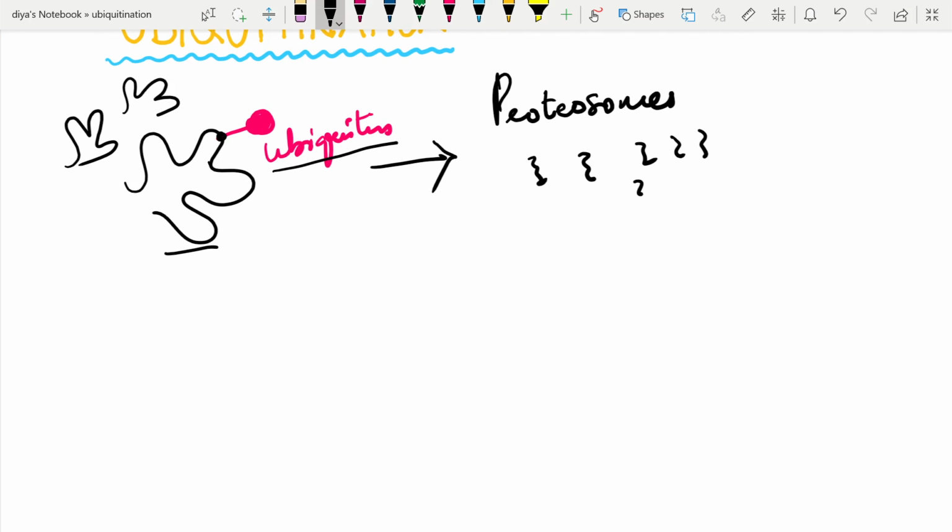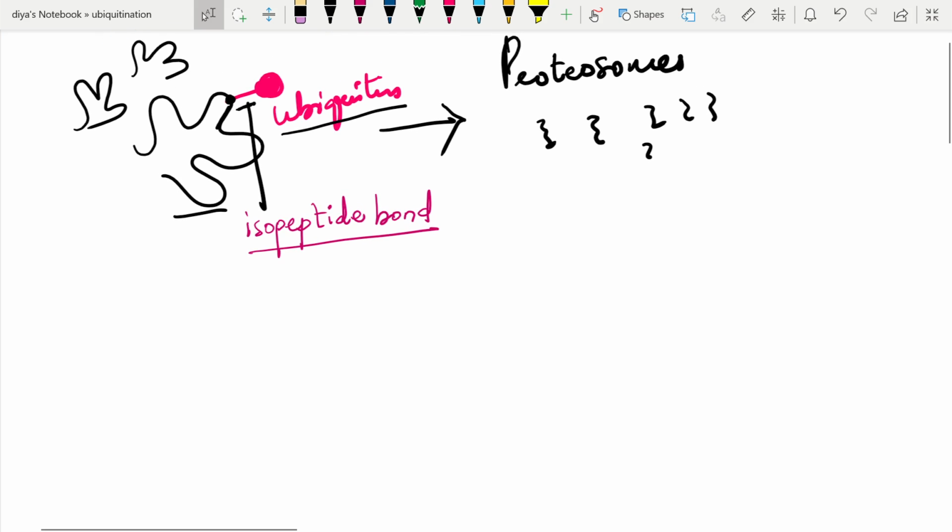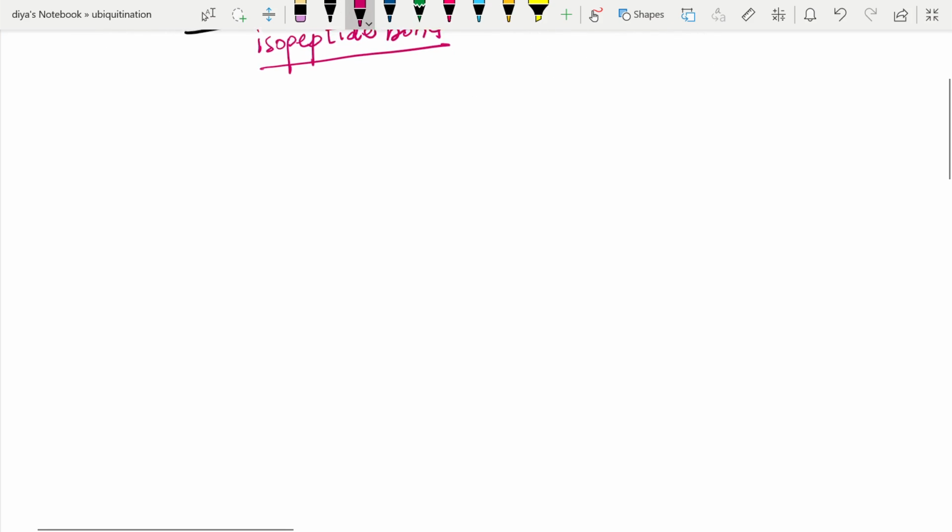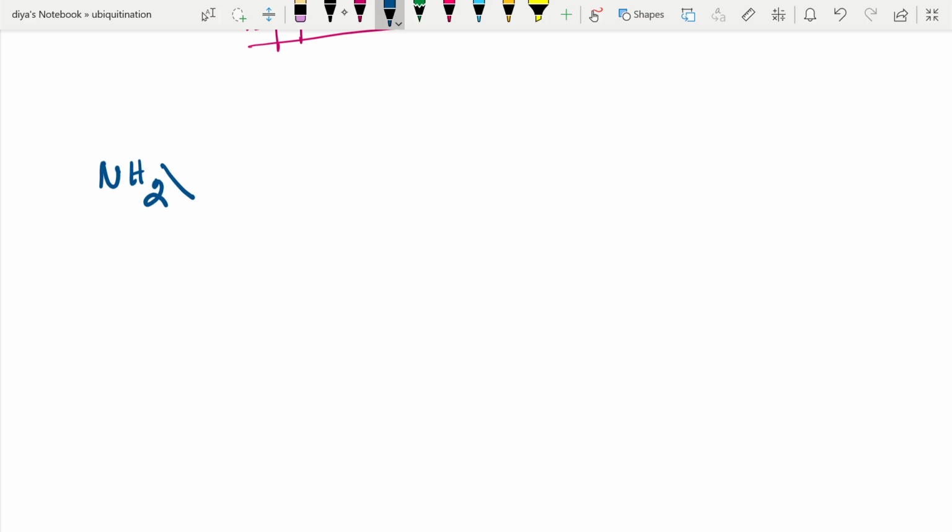The interaction between this protein and the ubiquitin is by a bond known as the isopeptide bond. These are bonded to each other by an isopeptide bond. This we will understand in detail using the molecular diagram of this ubiquitin and protein. Suppose this is the ubiquitin residue, that is, this is the lysine.